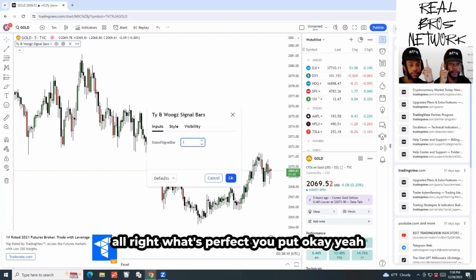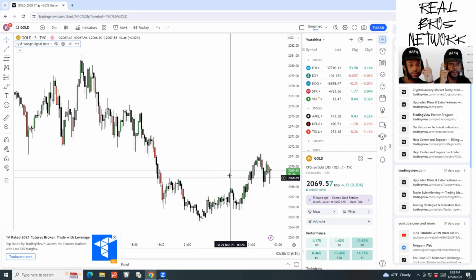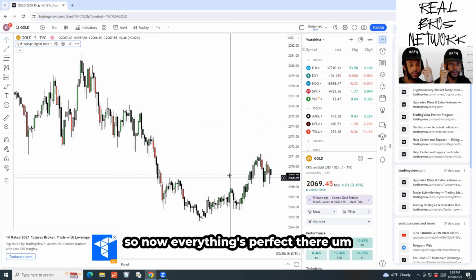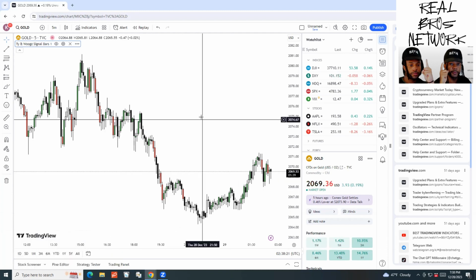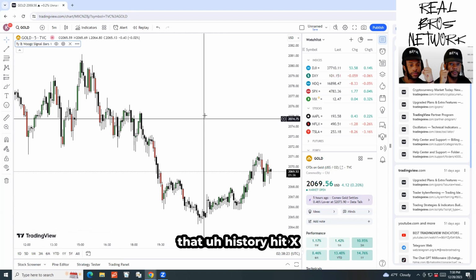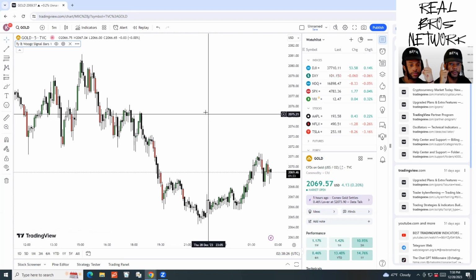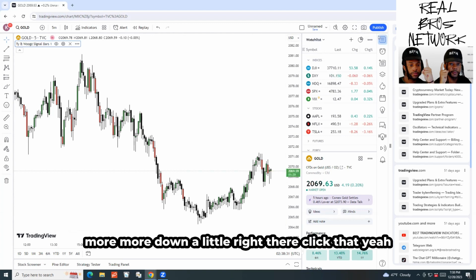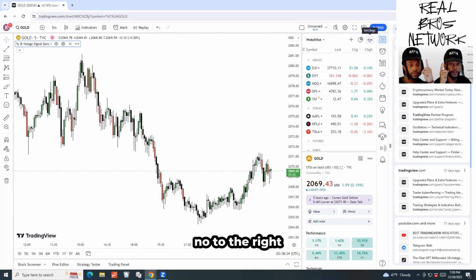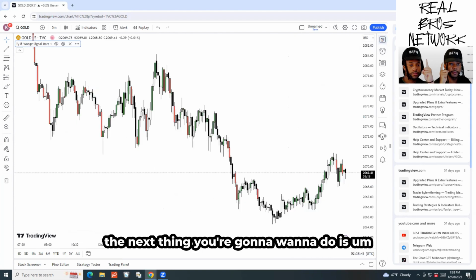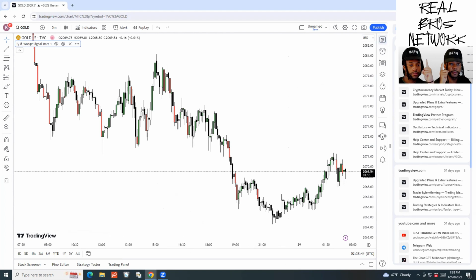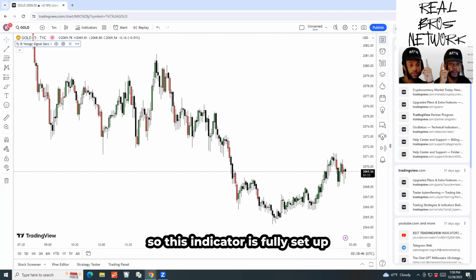All right, that's perfect. You put OK. So now everything's perfect there. On the right side of your screen where it shows that history, hit X. Move the mouse all the way to the right side of your screen, down a little, right there. Click that. All right, perfect. It's now going to focus on it here. So this indicator is fully set up.